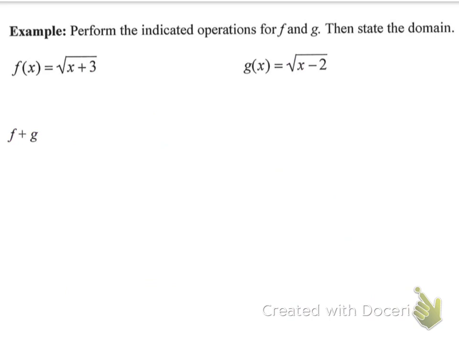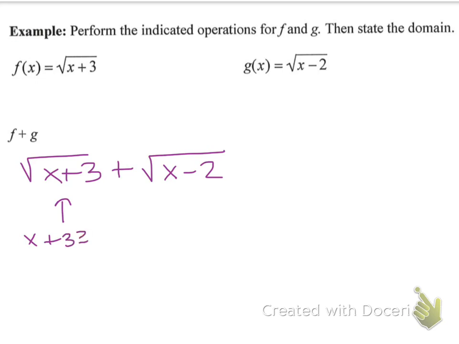So our last example is again going over the domain. So they want us to add these two together. So I have the square root of x plus 3 plus the square root of x minus 2. Because these are both underneath square roots, I can't really add them together, but I still can state the domain. So this one, I would say x plus 3 has to be greater than or equal to 0. So x has to be greater than or equal to negative 3. Whereas this one, I have x minus 2 has to be greater than or equal to 0. So x has to be greater than or equal to 2.